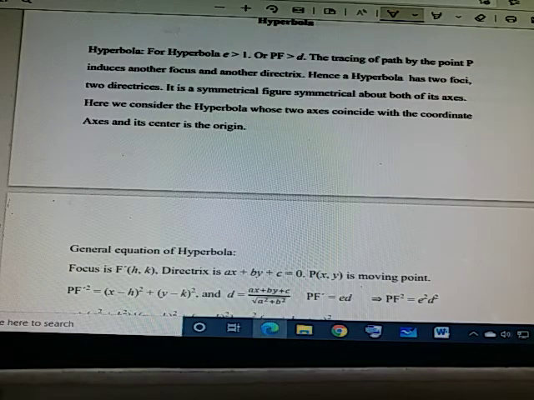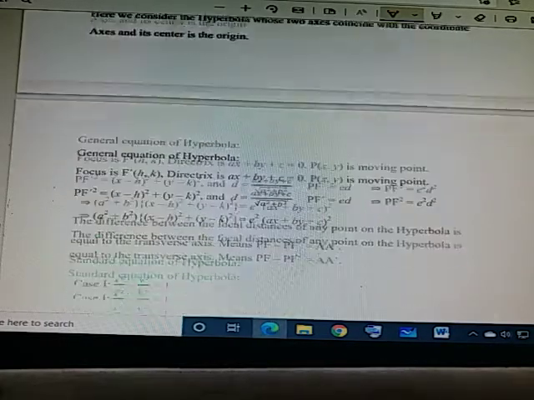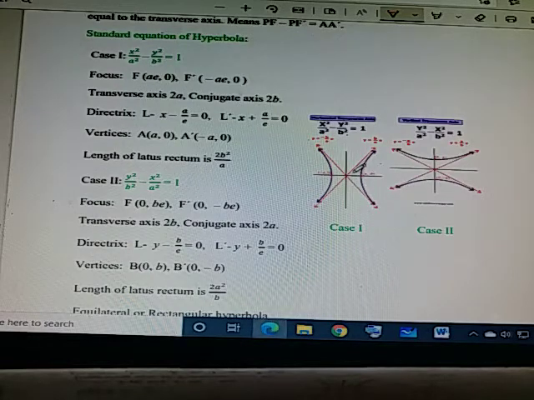So in case of hyperbola, this is the hyperbola. In case of the ellipse, we have two foci. Here also we have two foci. These are the foci, this one and this one. So here there is case 1, case 2. Here there is no case for a greater than b or b greater than a, nothing like that.